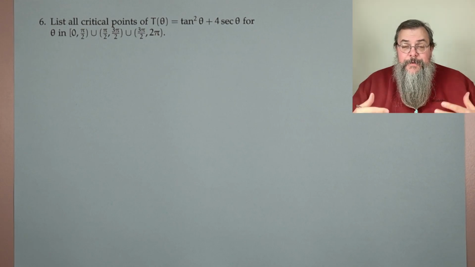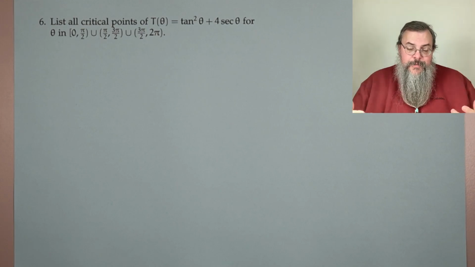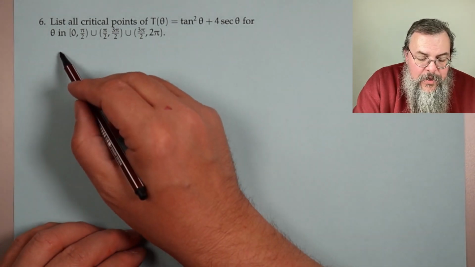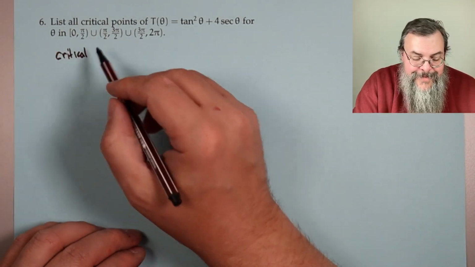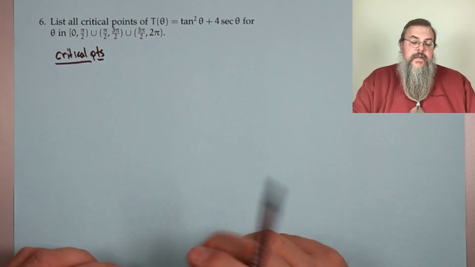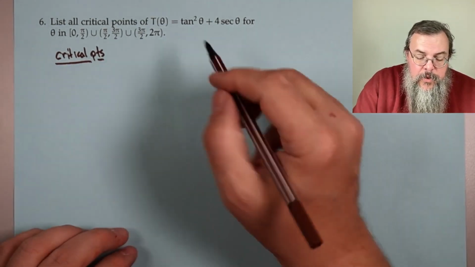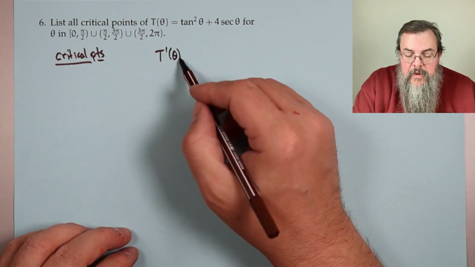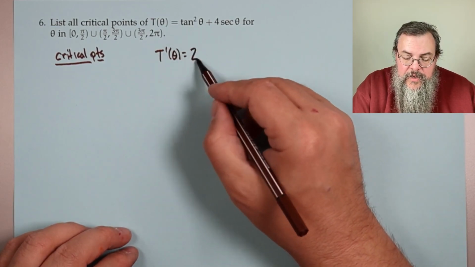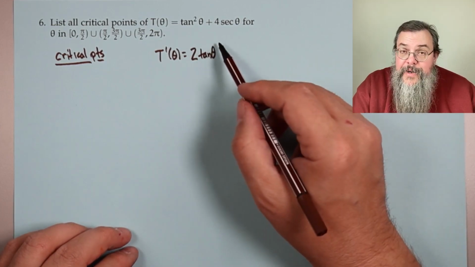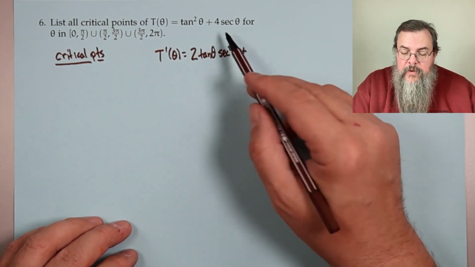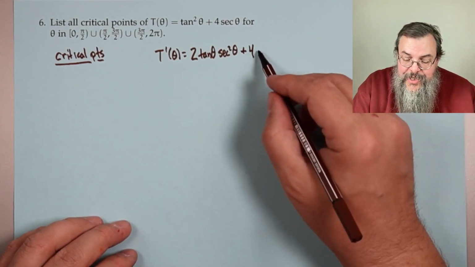So we've removed the places where our function is not defined. So now we're really after, what can we say about our critical points, where the derivative is an issue? All right, well, here we go. It's going to be fun. Critical points. Now, I would do the following. We're going to look at t prime. What's the derivative of tangent squared? Well, take the chain rule. 2 comes down. We have tangent to the 1 power, and the derivative of tangent is secant squared. And now we're going to add 4 times the derivative of secant, which is secant tangent.